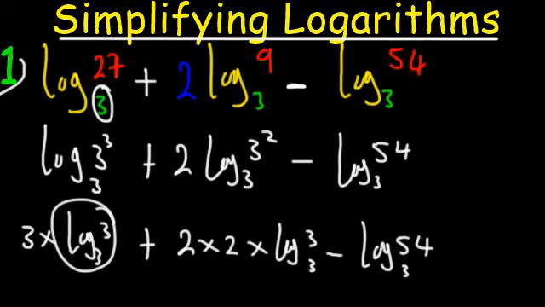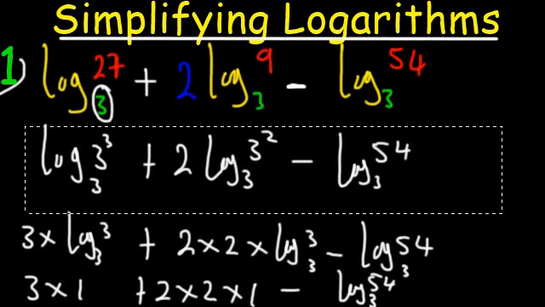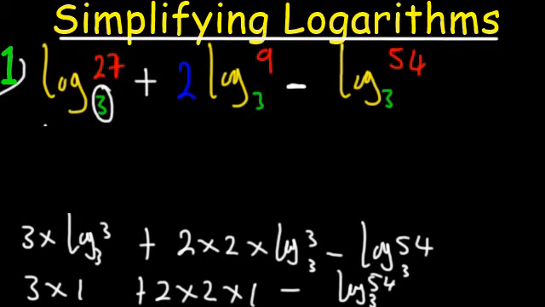So this and this turn out to be equal to 1. I said earlier that whenever you take the log of a certain value to the base of the same value, that's simply equal to 1. So we have 3 times 1 plus 2 times 2 times 1, minus log of 54 to the base of 3. So 3 times 1 turns out to be 3, and 2 times 2 times 1 turns out to be 4, minus log of 54 to the base of 3.